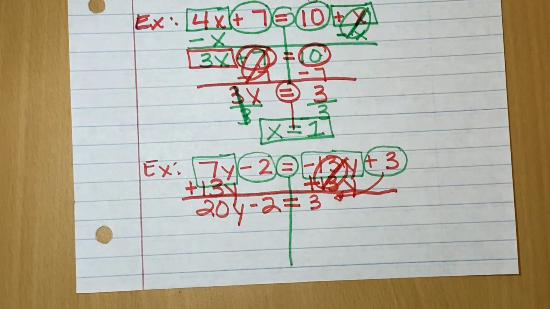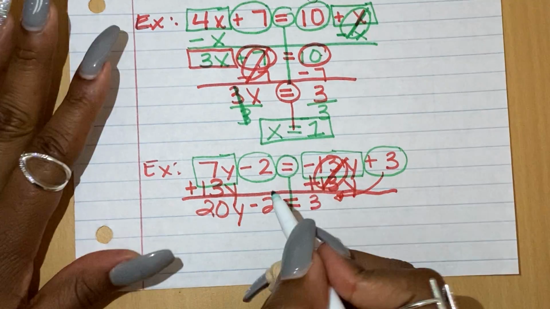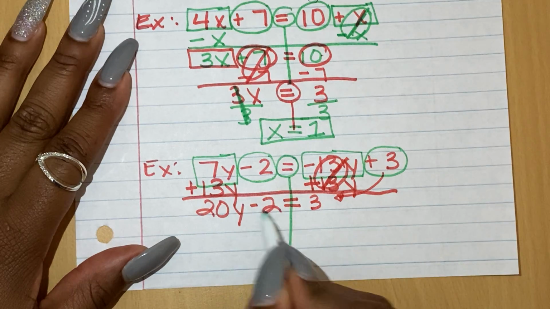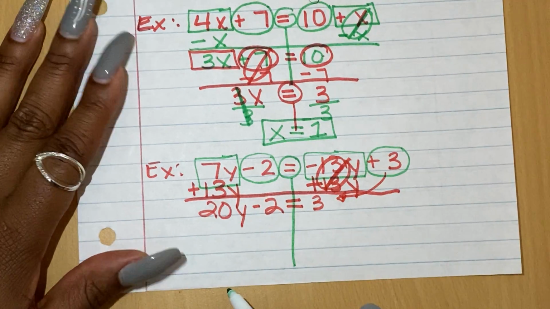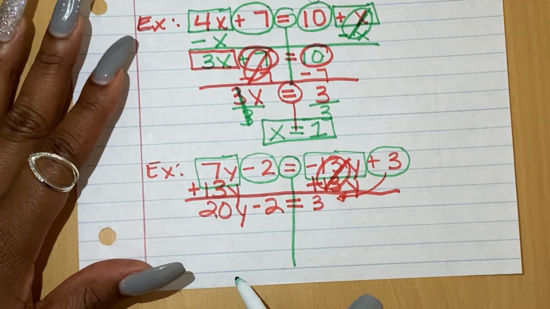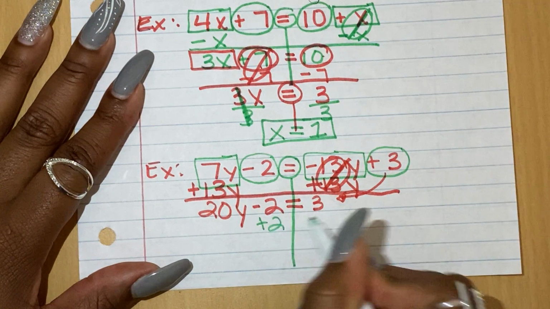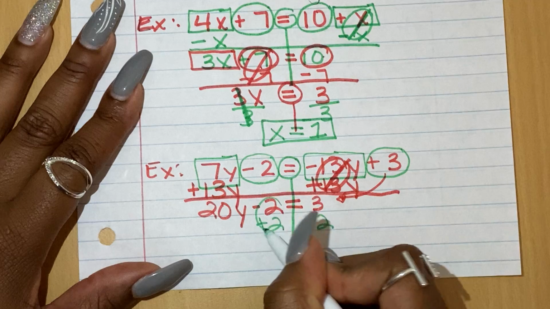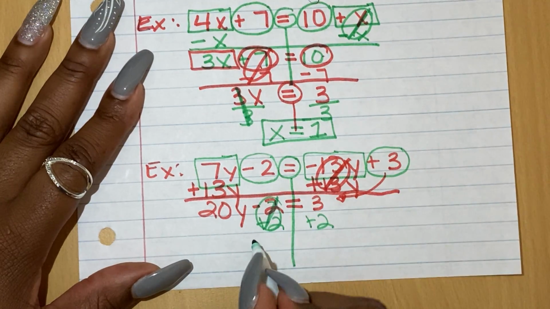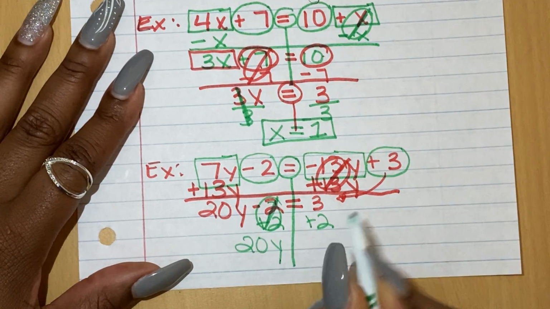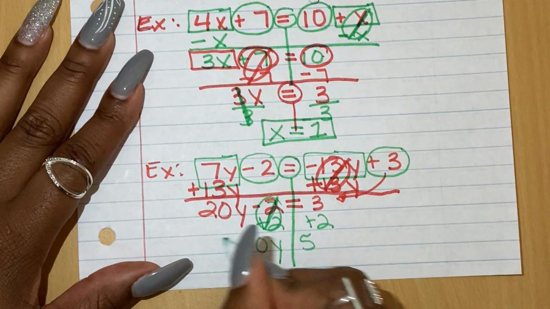Now it looks like a regular two-step equation, okay? Now I know that I need to get rid of that negative 2 right there and that 20 right there to completely isolate the variable. We're going to add 2 on both sides. Negative 2 plus 2 is 0. I'm left with 20y here. 3 plus 2 is 5.